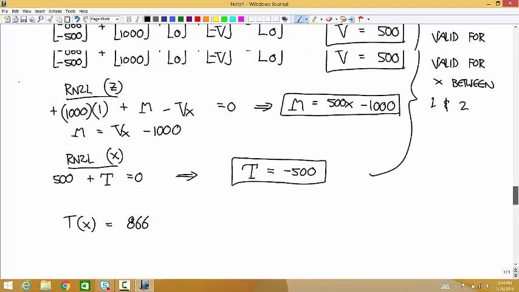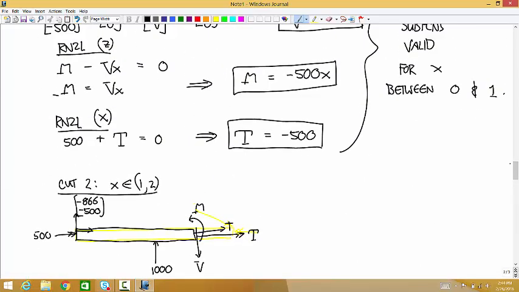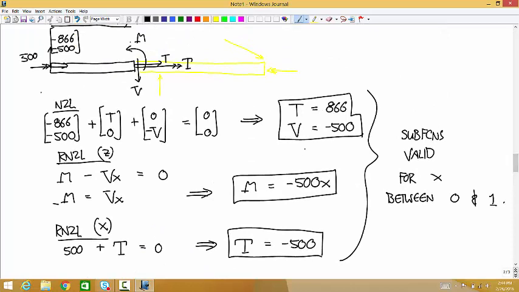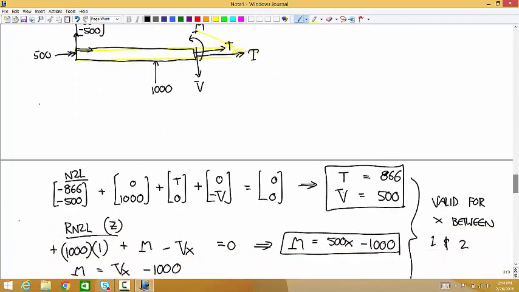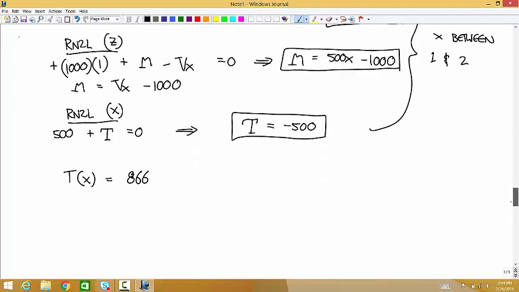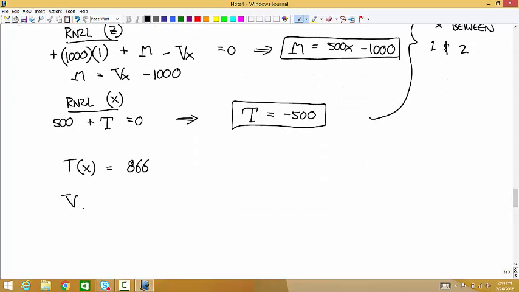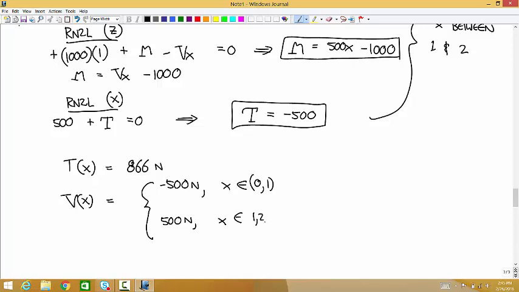And then now the shear force, it's negative 500 for the whole first half, then positive 500 for the second half. So the shear force as a function of x is a piecewise function that's negative 500 newtons for x between 0 and 1, and positive 500 newtons for x between 1 and 2.